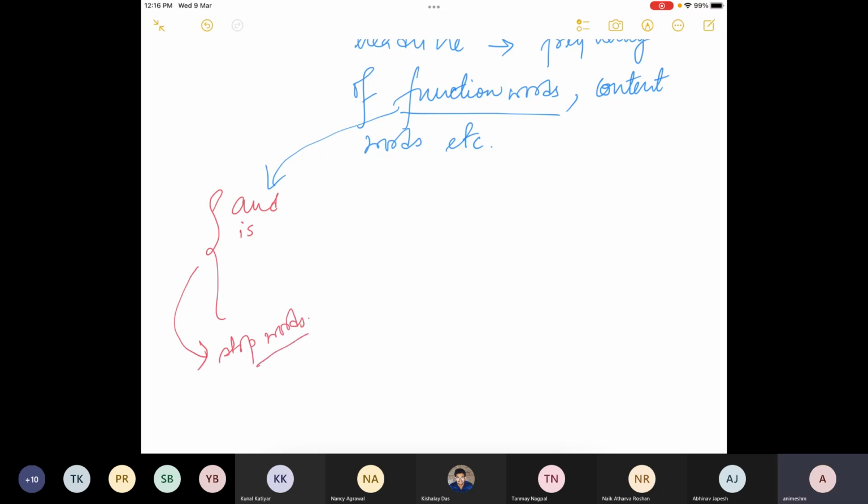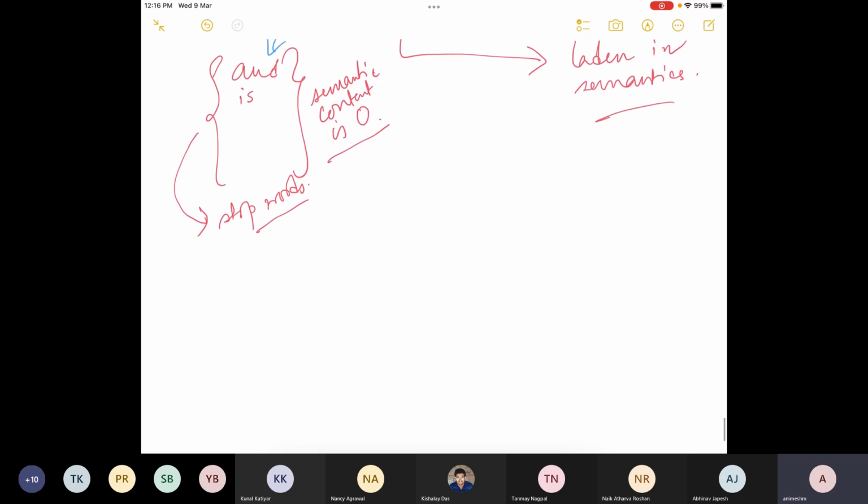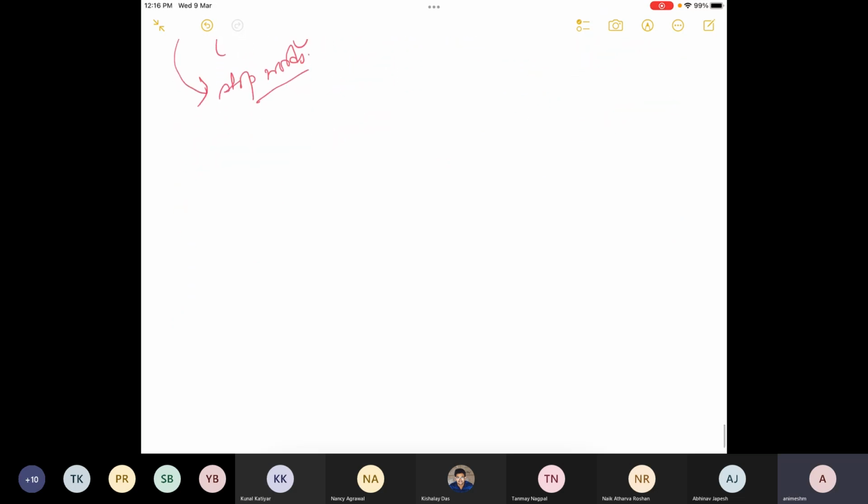Okay. So their semantic content is 0. But they build the syntactic structure, as you said correctly, they build the syntactic structure of a sentence, whereas the content words are more laden in semantics. Okay, fine. Now, so this is another way to capture the quality of an article.